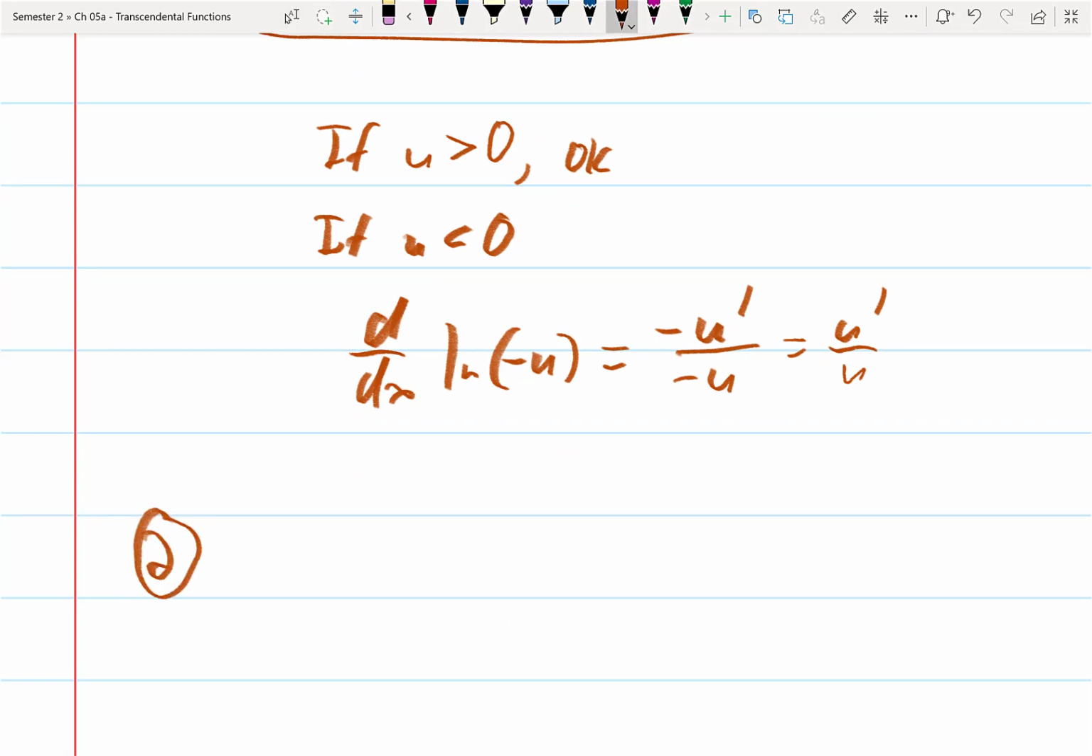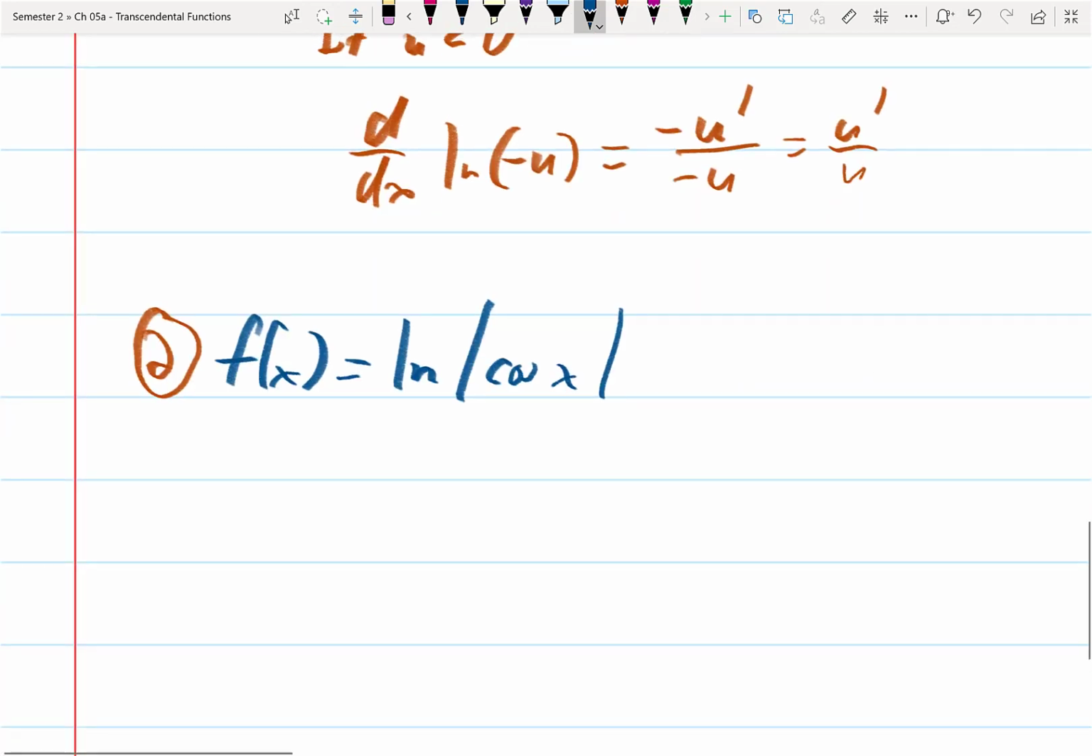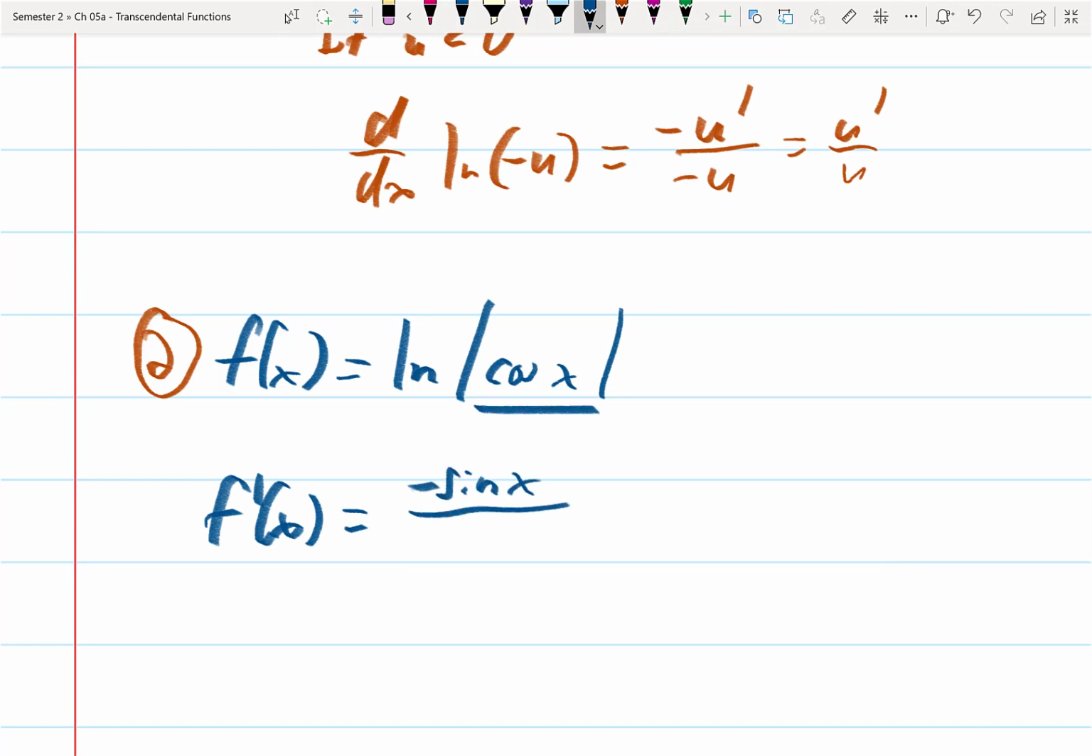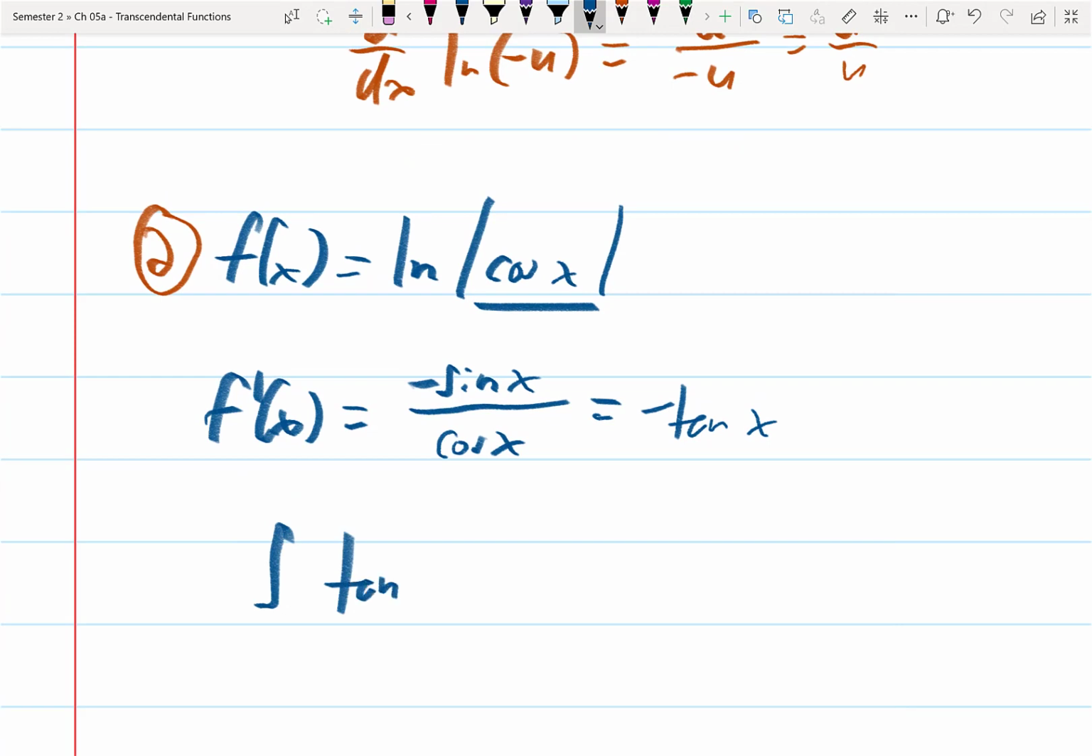So let's practice some other examples of just basic differentiation. This is not going to be logarithmic differentiation. It's going to be basic. f of x is equal to the natural log of the cosine of x. And the derivative of this, we do the derivative of cosine, which is negative sine of x, and I do the 1 over, which is going to be 1 over cosine. So that becomes negative tangent x. Which also means you've actually now found that the integral of tangent of x dx is equal to the negative natural log of the absolute value of the cosine of x.